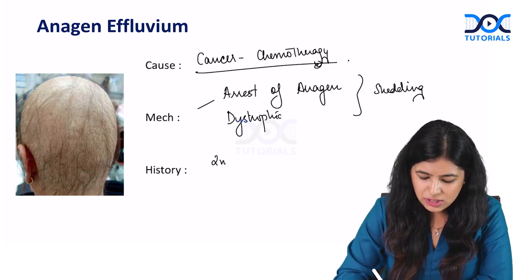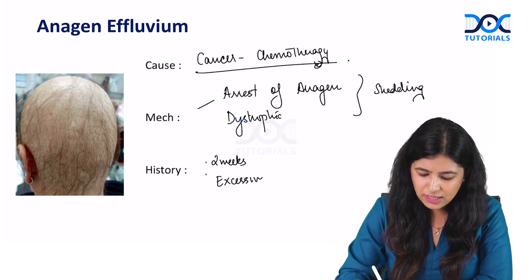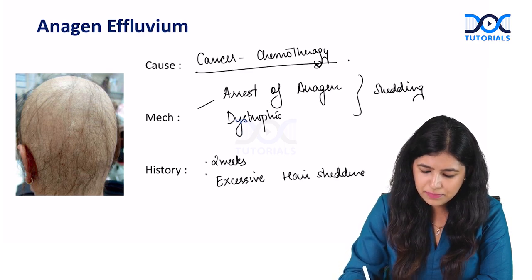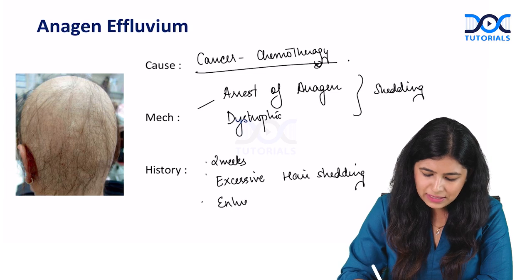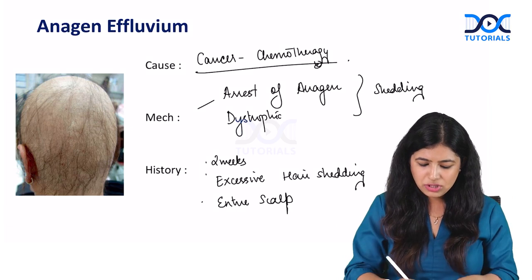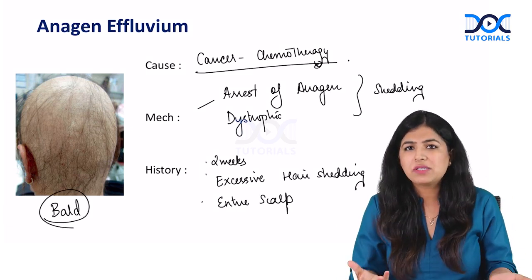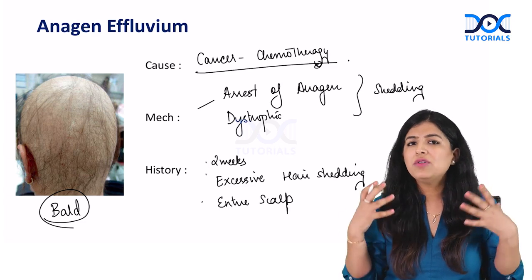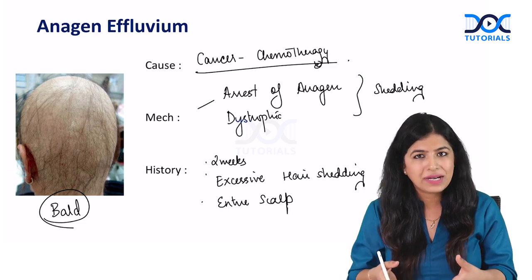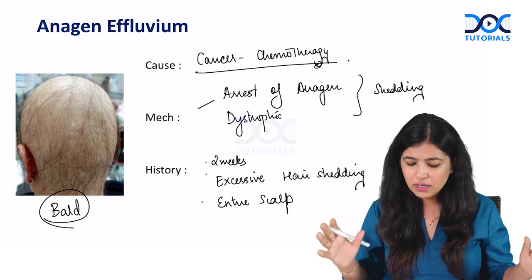So the gap is generally 2 weeks and there is excessive shedding of hair all over the scalp, over the entire scalp. The shedding is so extensive that the patient almost loses all the hair on the scalp. See, 85% of the hair are in the anagen phase. So if you lose about 85% of your hair, that is akin to balding. So the patient here complains of balding, as if I am going bald.